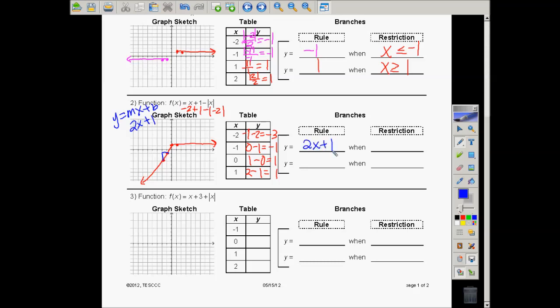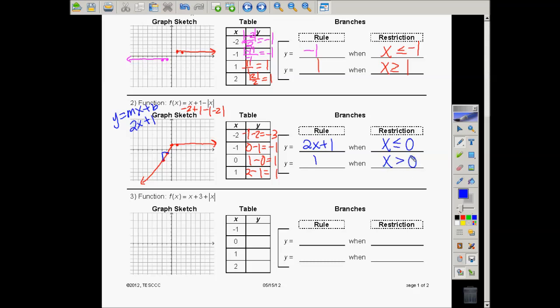Okay, what about the rule for this one? My slope is obviously? My slope is 0. And my y-intercept is? So my rule is? So when does this side happen? When x is what? It's when it's less than or equal to 0. And when does y equals 1 happen? When x is greater than.